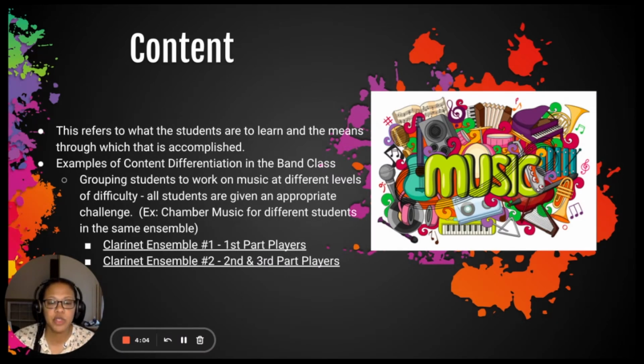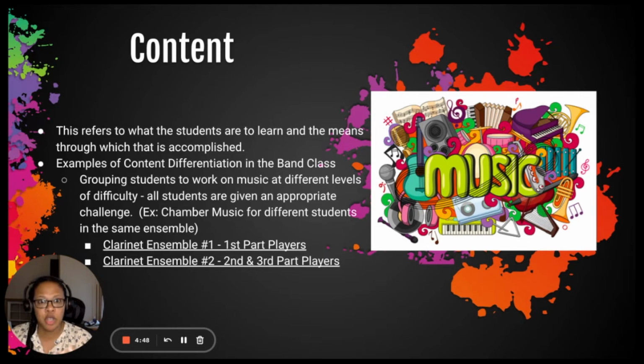So we are going to talk specifically about the ways that we can differentiate in our classrooms. Okay, so content. Again, this refers to what the students are to learn and the means through which that is accomplished, right? So some examples of content differentiation in the band class: grouping students to work on music at different levels of difficulty. That's not just first part, second part, third part. That is the one example that every administrator seems to know and always goes to, and that is true, and that is a method of built-in differentiation for us.